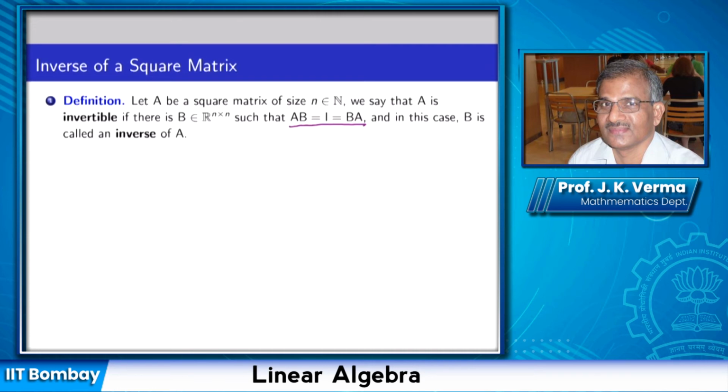Later on, we will see that the inverse is uniquely determined. Moreover, if I prove AB equal to identity, it is enough. It will automatically imply that BA is also identity. But for now we'll prove both things.